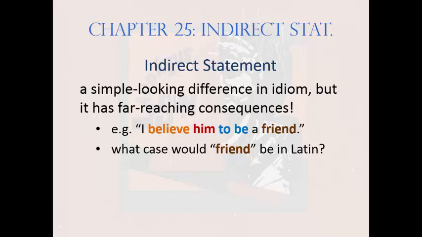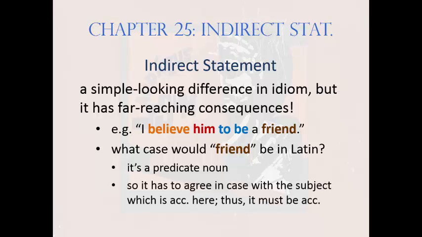It's renaming or modifying him through the verb to be. So, it's a predicate noun. That means it has to agree with the subject it goes with in case. And the subject here, him, is accusative because it's inside indirect statement. A predicate accusative? Who thought that to be a possibility?